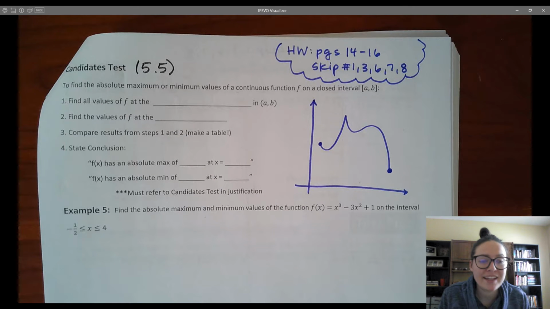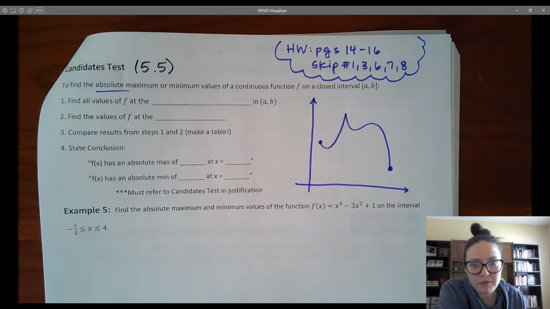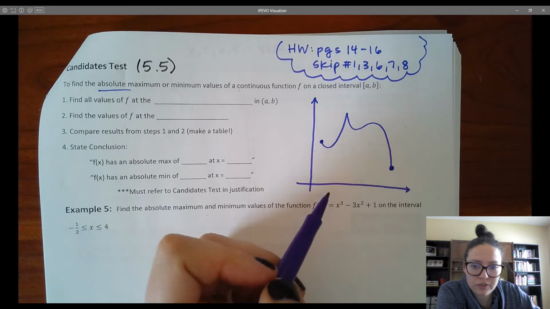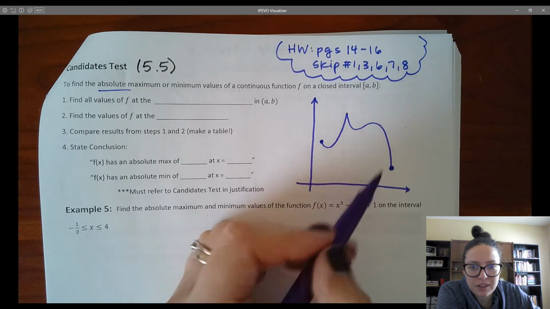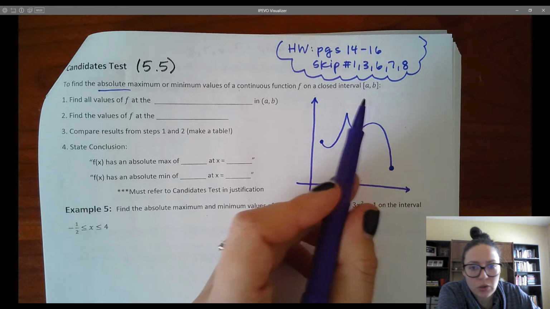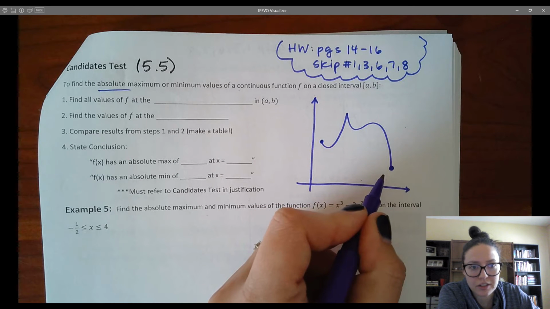Okay, so in this lesson, we are going to be talking about how to find the absolute maximum or minimum values of a continuous function on a closed interval. So that's exactly what we have right here. We have a continuous function on a closed interval from one point to another.